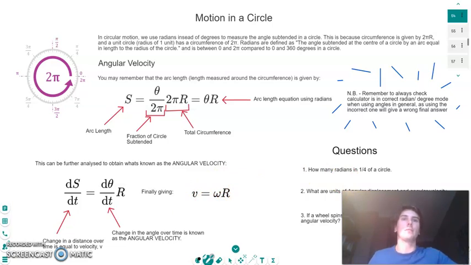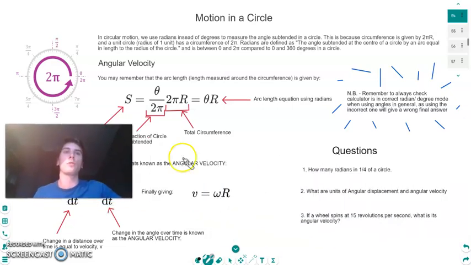Okay, a few questions. How many radians in a fourth of a circle? So we look over here, there's 2 pi. And a fourth of the circle, we have 2 pi over 4, so that should be pi over 2. Yeah, pi over 2 radians.